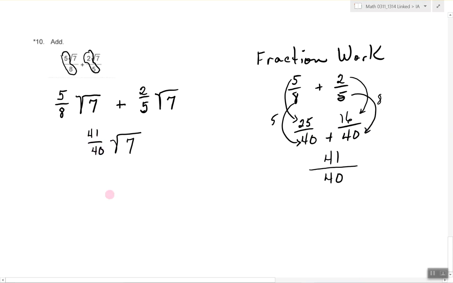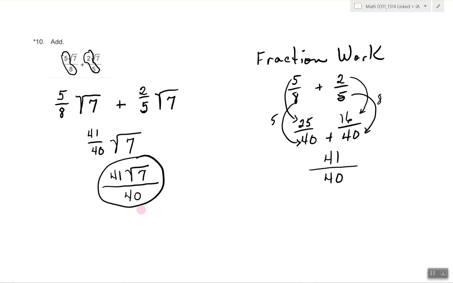MyMathLab prefers that you write this with the denominator of 40 and put the numerator as rational 41 times the square root of 7. So in other words, you take this and put it back in this form. So these were already like radicals, we just had to get a common denominator. So that's only 10 homework problems. It will reinforce your skills for simplifying radicals, because you must have like radicals to add or subtract, and in order to achieve that, many times you have to simplify.